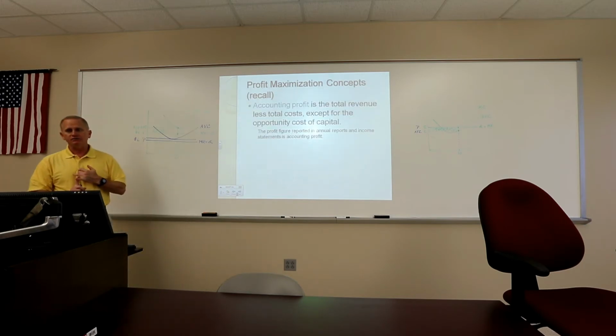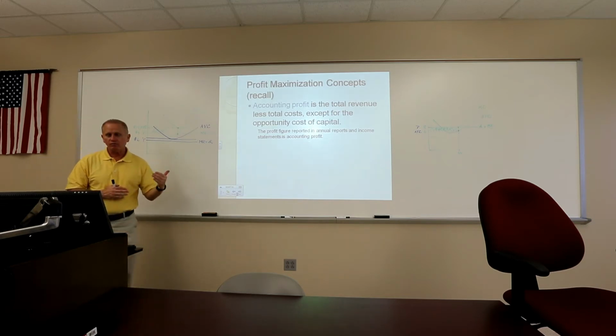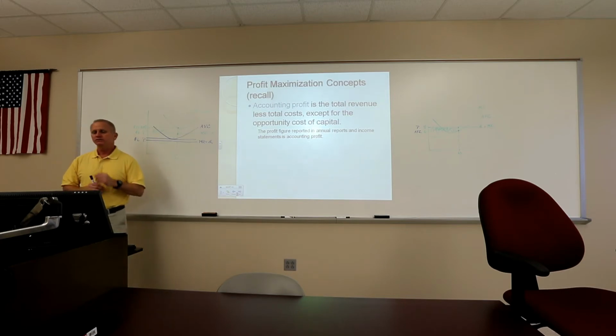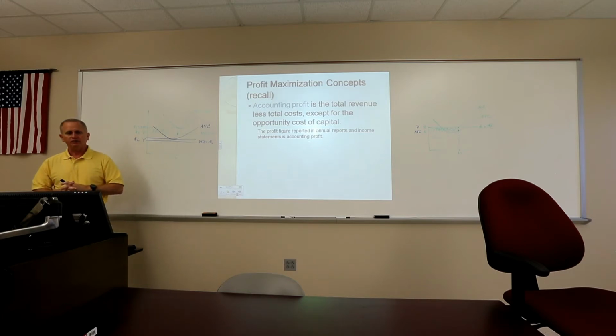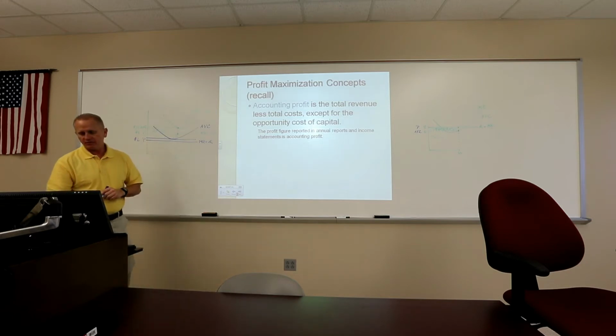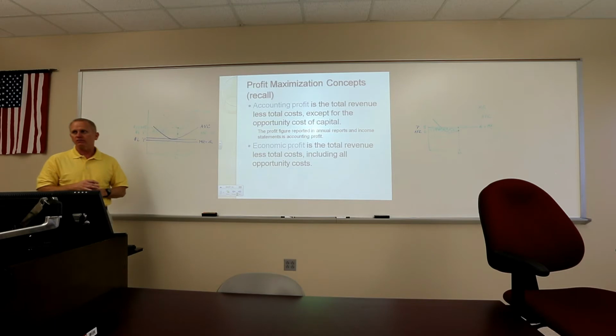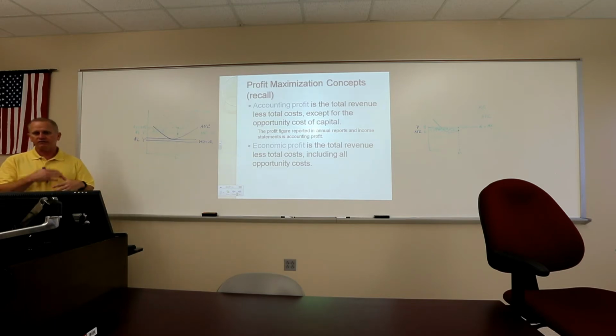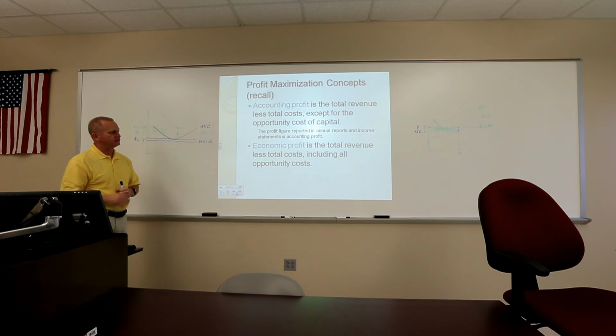Accounting profit, if you recall, this is a repeat of what I had back in the previous chapter, the first chapter on cost, is the total revenue less total cost, except for the opportunity cost of capital. The profit figure reported in annual reports, income statements, is accounting profit. So anytime you're dealing with accounting profit, you don't consider opportunity cost. When you see their annual reports, the accountant's done it. The economist hasn't done it. The economist, though, is the total revenue less total cost, including those opportunity costs. So that's just kind of a recall of what we had back in the previous chapter.